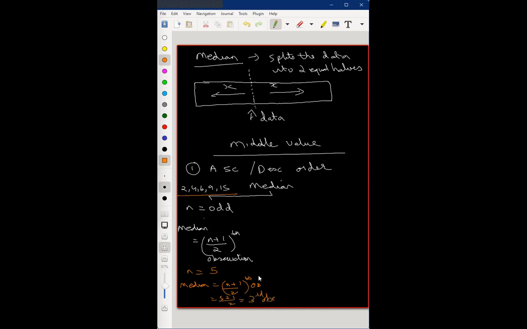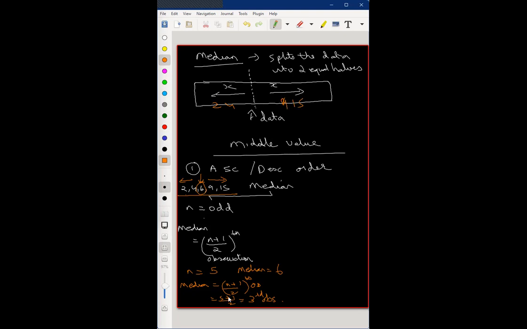Third observation means we take the first, second, third. So the median becomes 6 in this case. Remember, median is not 3. Median is the third observation after arranging it in ascending or descending order. So what we will see is that the value 6 divides the data into 2 equal halves, isn't it? There are 2 values here and there are 2 values here, right? Because now we have 2, 4 here and we have 9 and 15 here. So it's equal on both sides. So it is the middle value.